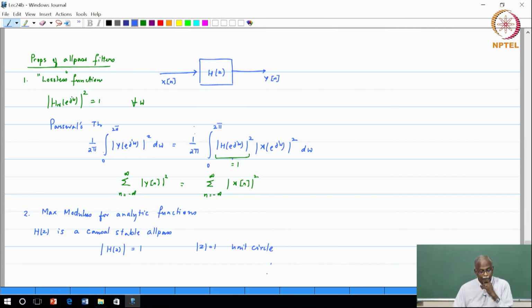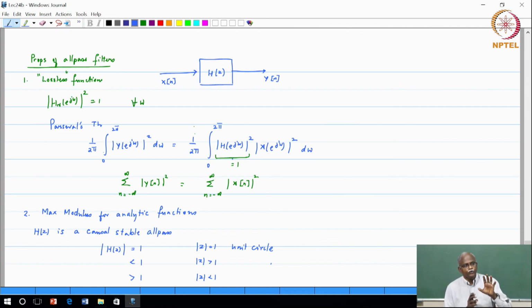Okay. The next part is the non-intuitive part. It requires proof, but I am stating it without proof. Please do look up Vaidyanathan's book. Mod h of z is less than 1 for mod z greater than 1, and greater than 1 for mod z less than 1. That uses the maximum modulus theorem for analytic functions. This is a result that is derived.